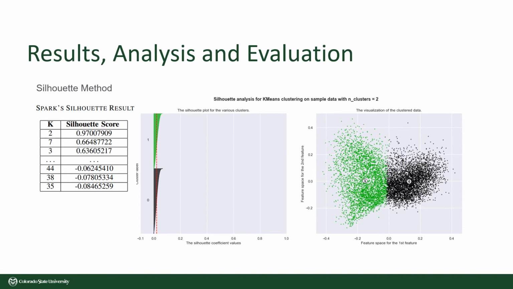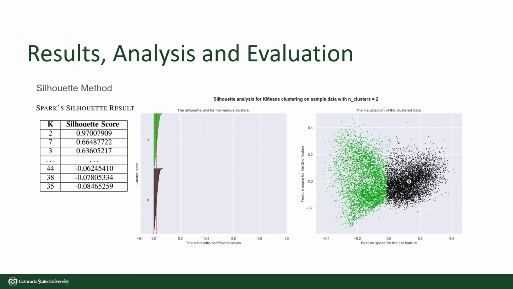On the other hand, close to 0 indicates the sample is close to the neighboring clusters. Negative means it is assigned to the wrong cluster. Therefore, we should find a silhouette score as close to 1 as possible. In this project, Spark and Scikit-learn were used to analyze silhouette for an optimal number of clusters.